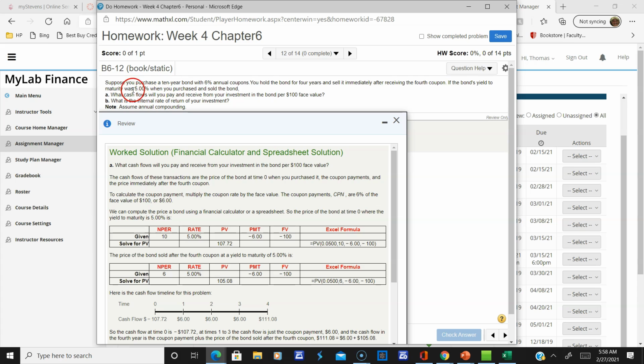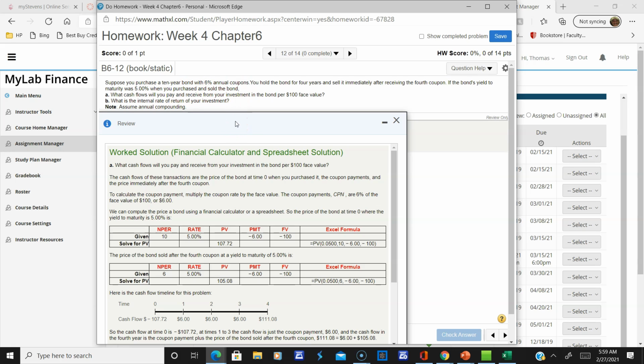If the bond's yield to maturity was 5% when you purchased and sold the bond, and this is what they want to know here. Now let me just make one point. The interest rate for the bond has gone down from 6% to 5%. If interest rates go down, the price of the bond should go up. So the first thing, before you even do the problem, is that the current price of the bond should be above par, above 100. So you should say to yourself, if I get something less than $100, I made a mistake.